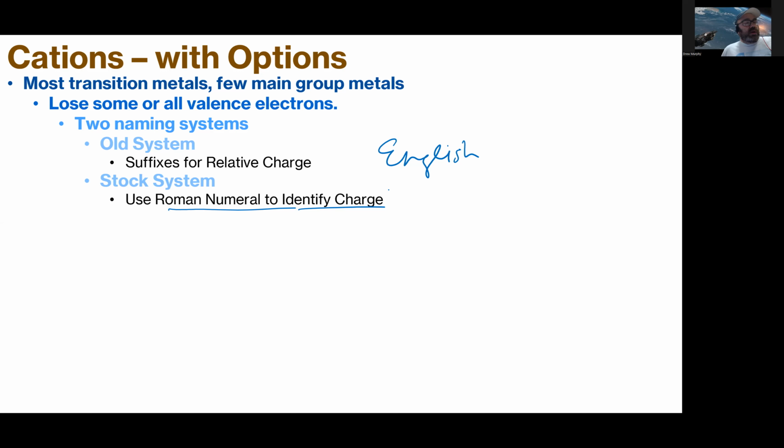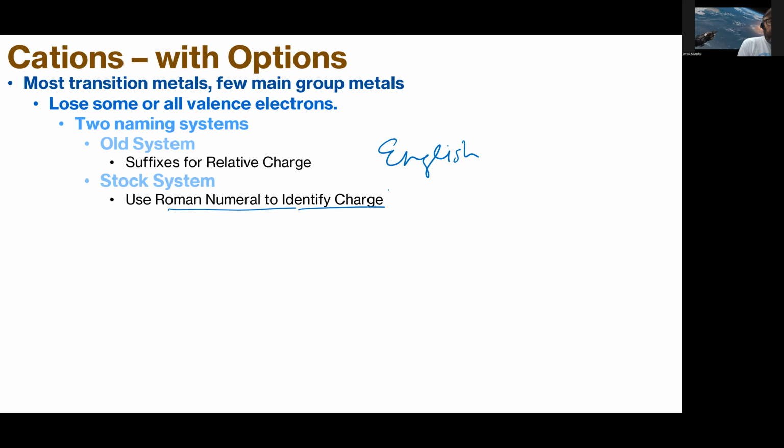Yeah. So the Roman numeral is the sticky point. The Roman numeral means the charge. Okay. So what that means is that if you're trying to name something or come up with a formula, you want to make sure you're thinking about it in terms of charge. Some people think of it as the number of atoms that are there, and that's just not right. Okay, so how do we do this?